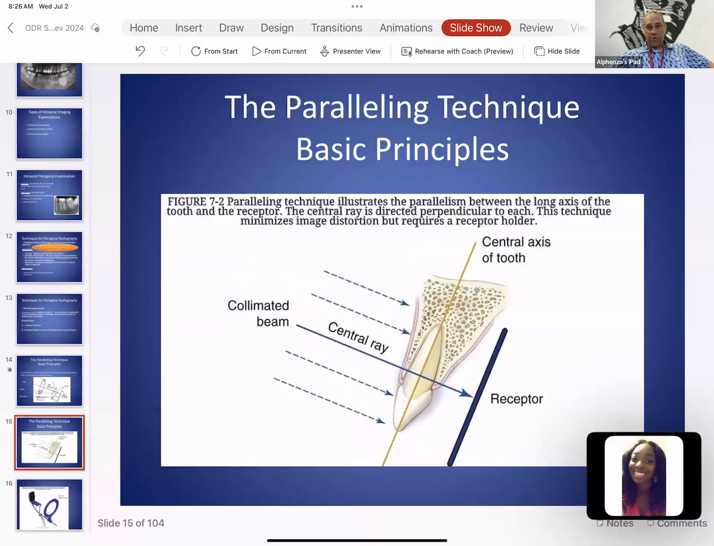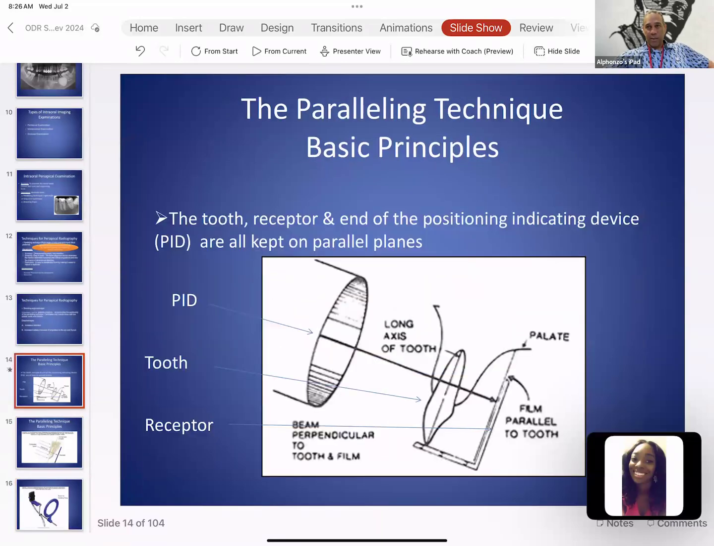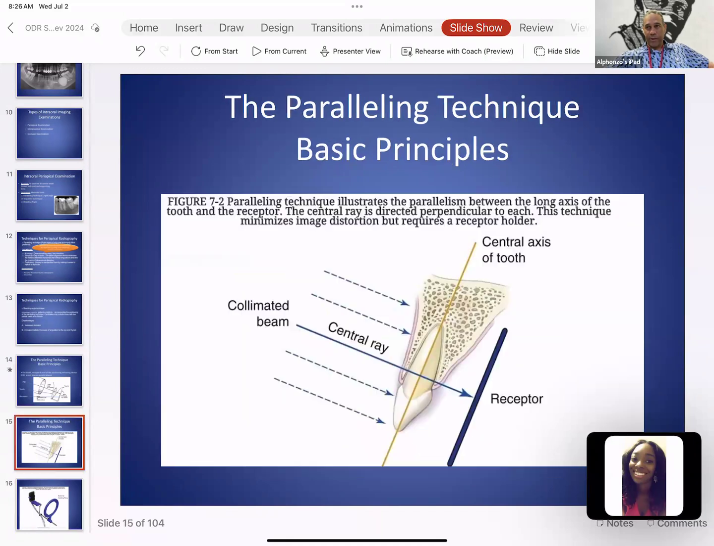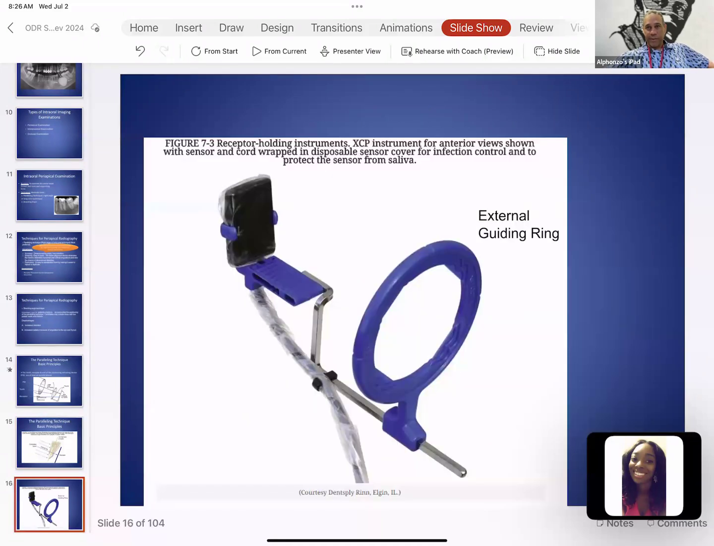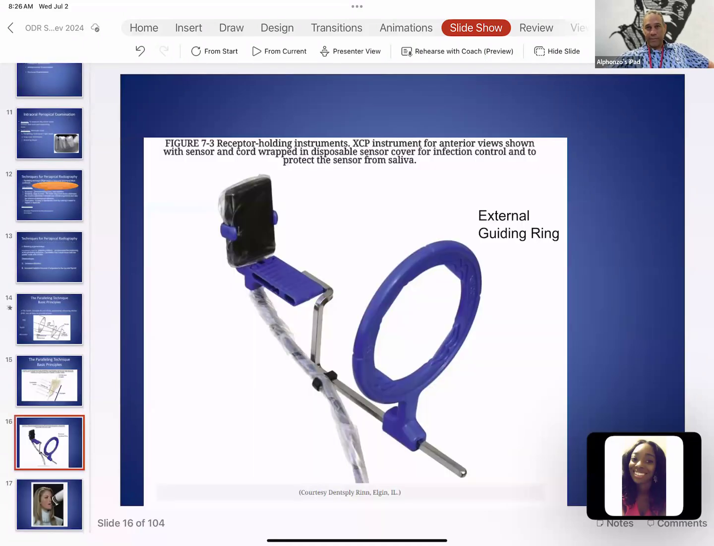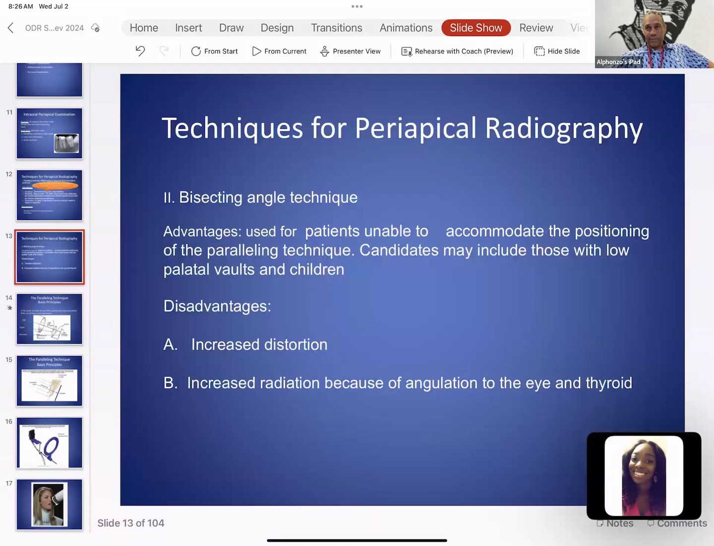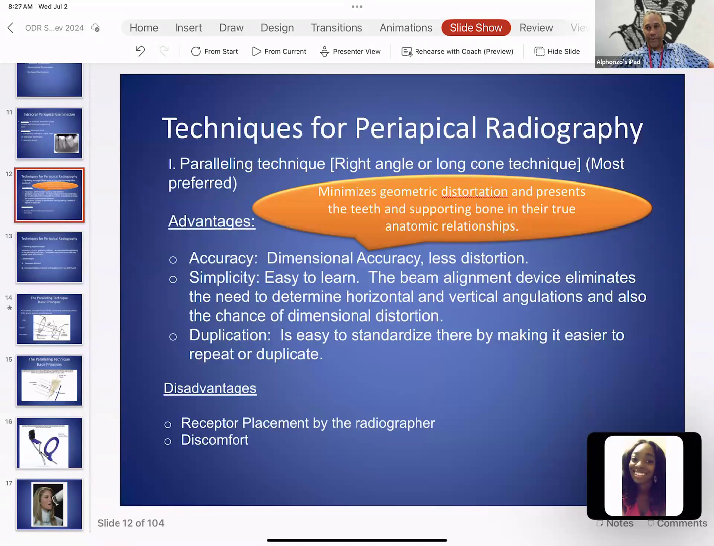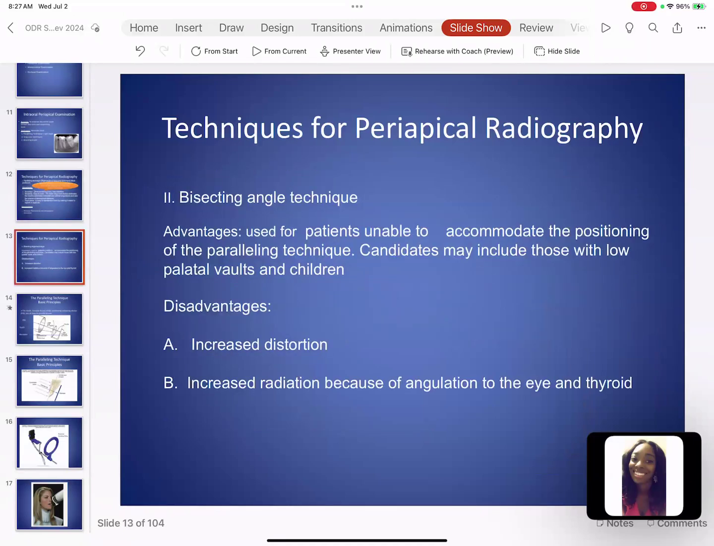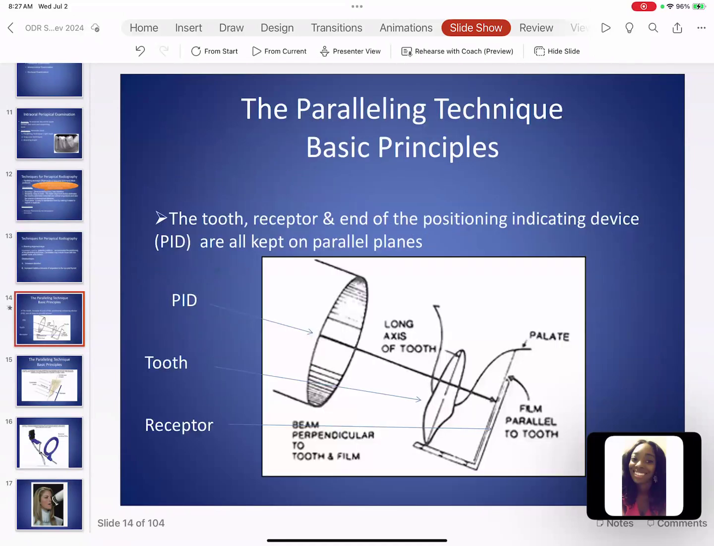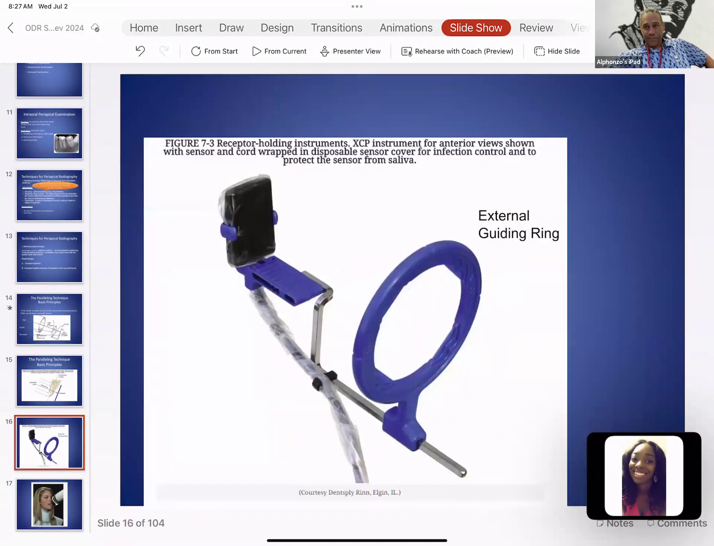Did you see? So we got through paralleling. Did you see this slide here? Yes. Okay. All right. Did you hear about the XCP?